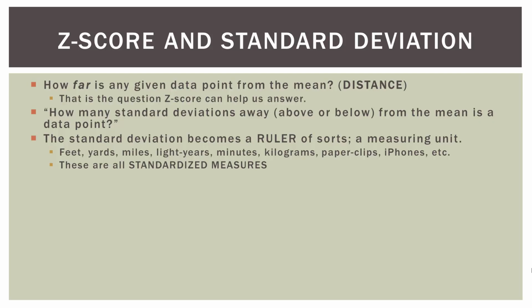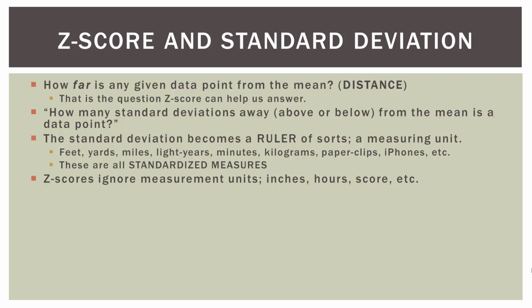Same thing for minutes. A minute on my clock or watch is the same as a minute in France. It's a standardized measure. And a standard deviation is the same thing. It's a standardized measure. So z-scores are standardized measures where the unit is a standard deviation. I can say that this chair is 3 feet from me. I could also say a data point is 3 standard deviations from the mean of my data. Same idea. It's just a measuring unit.